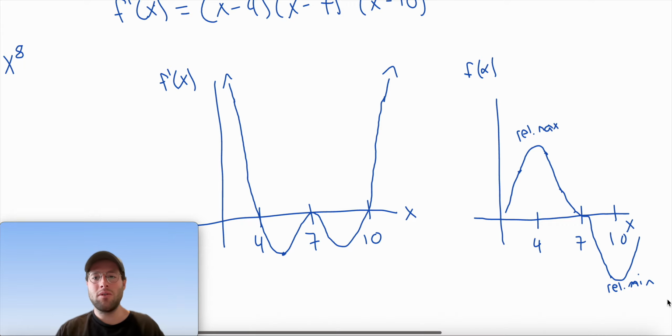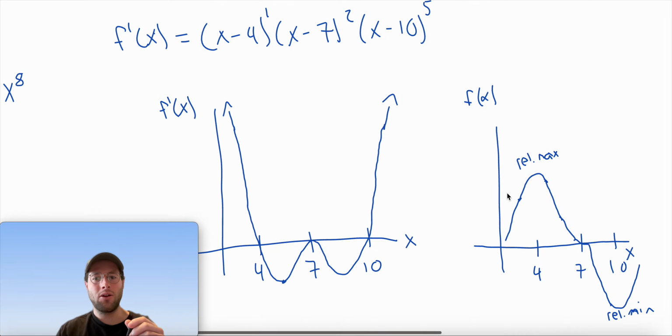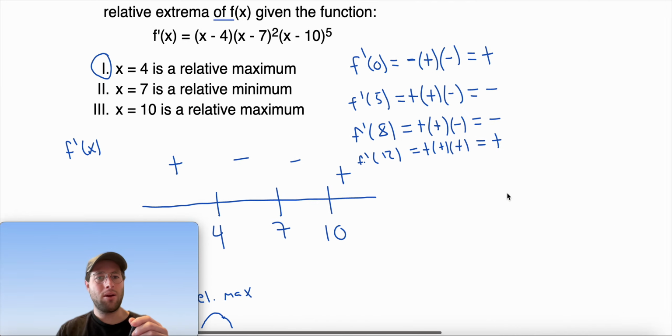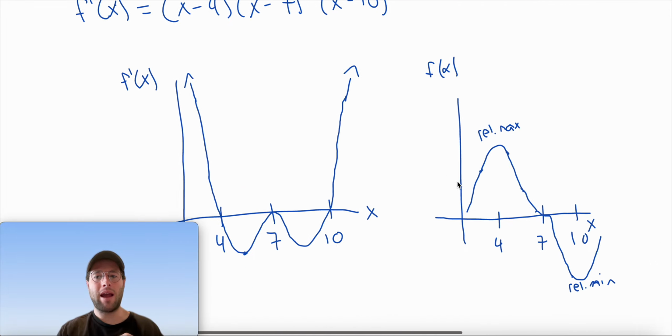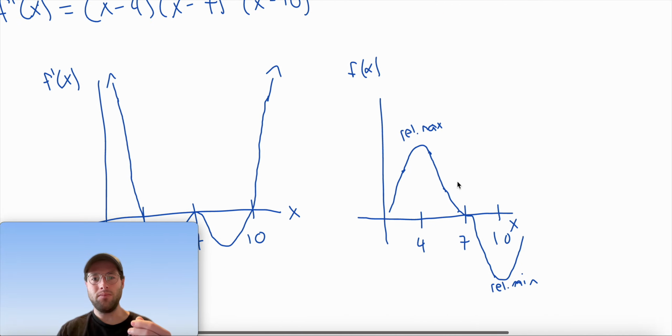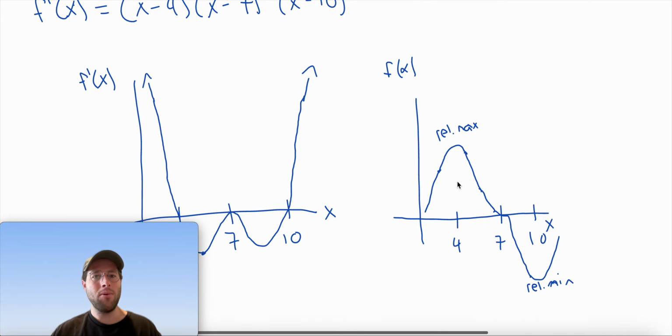And now this will allow us to go ahead and answer the original question there, which was up here. And again, we are going to get the same answer, which was the first option here, that x equals 4 is a relative maximum. All right, and that's going to wrap up that problem.